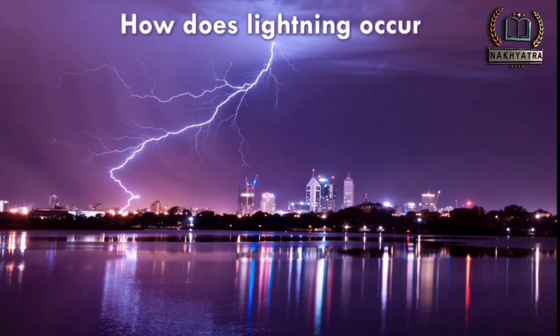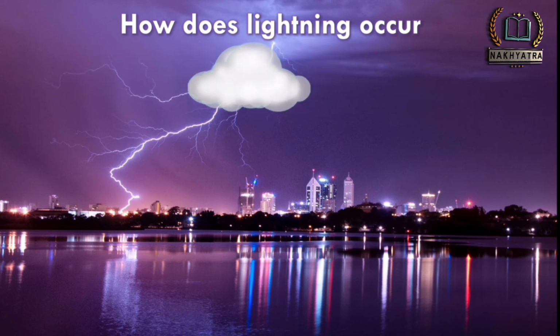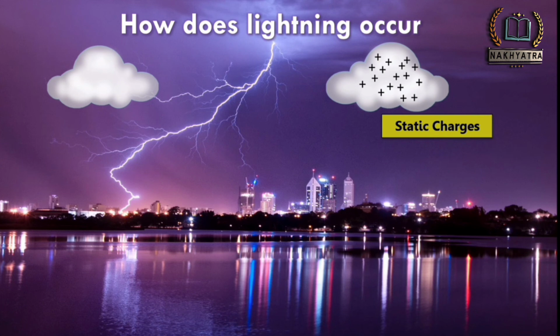Now moving to the next: how does lightning occur? When two clouds collide with each other, they produce some charges, called static charges. In simple language, we can define static charge with an example: whenever we rub our hair with a comb and then take the comb to small pieces of paper, we can see that those pieces of paper are attracted by the comb. That is called static charge.